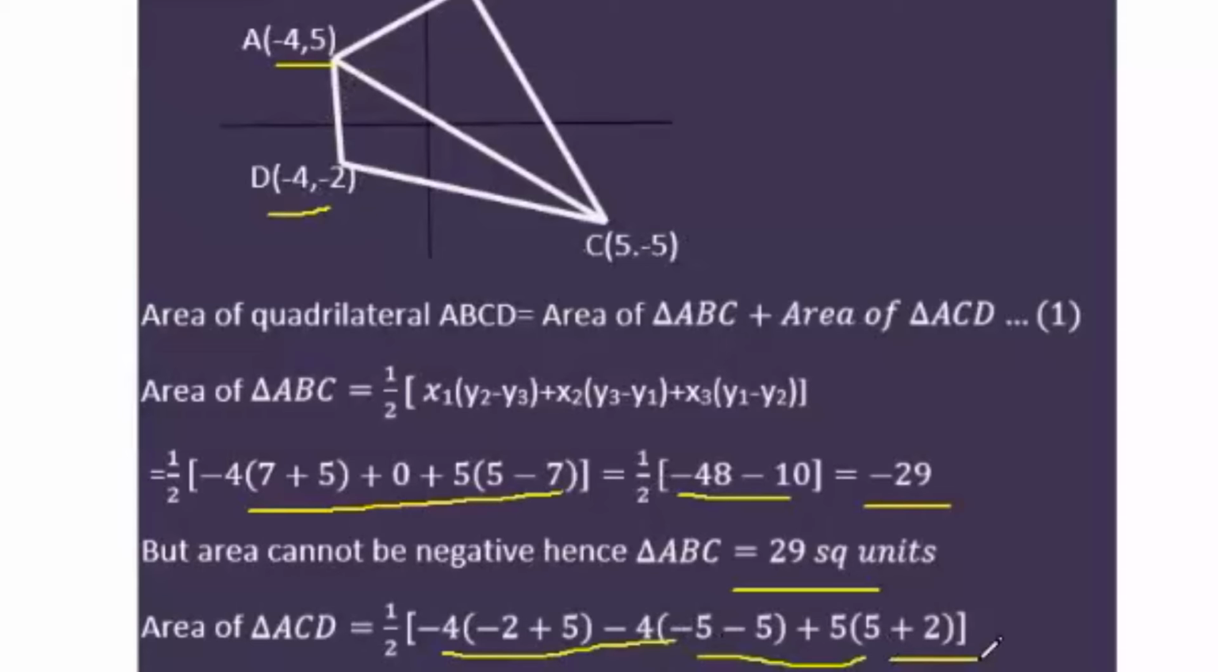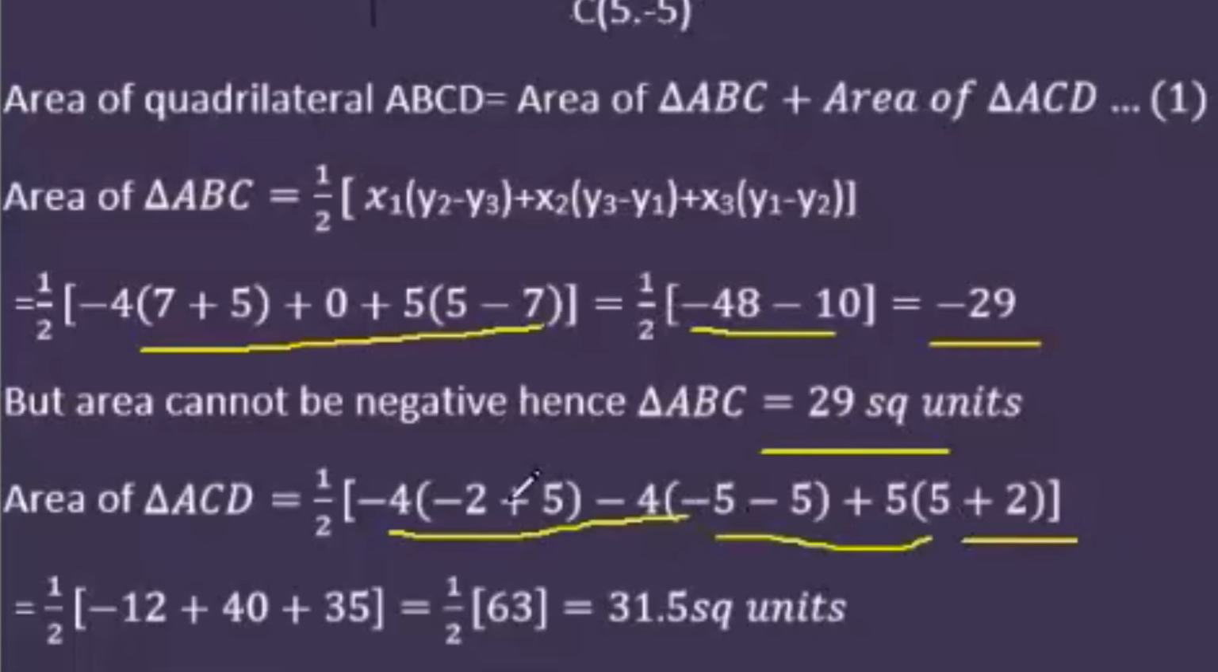Now we'll simplify this. 5 minus 2 is 3, 3 into minus 4, minus 12, minus 5 minus 5, minus 10 into minus 4 is 40, 5 plus 2, 7, 7 into 5 is 35. Now simplify this. 40 plus 35, 75 minus 12, that is 63. 63 by 2, that is 31.5. So we have got the area of triangle ACD.